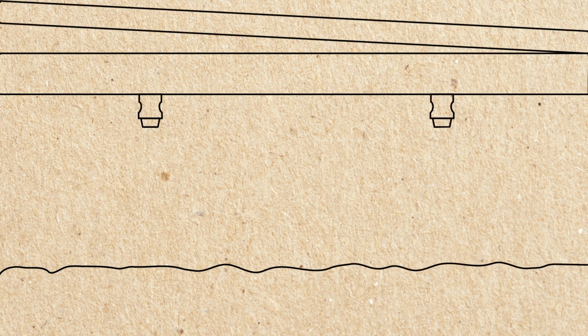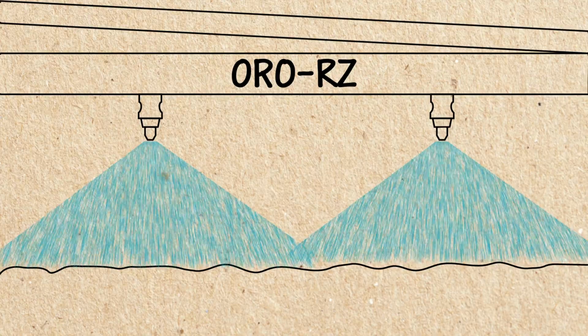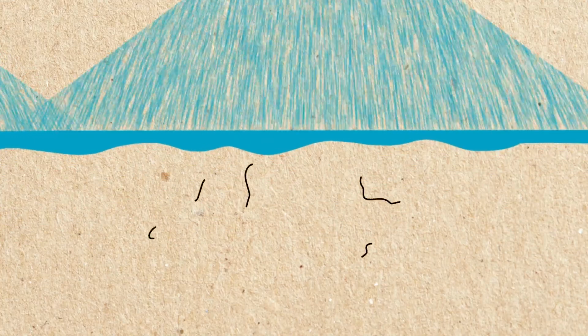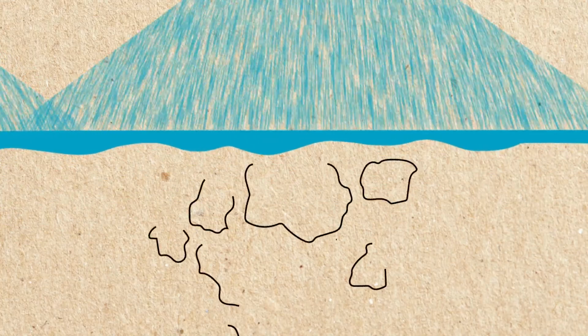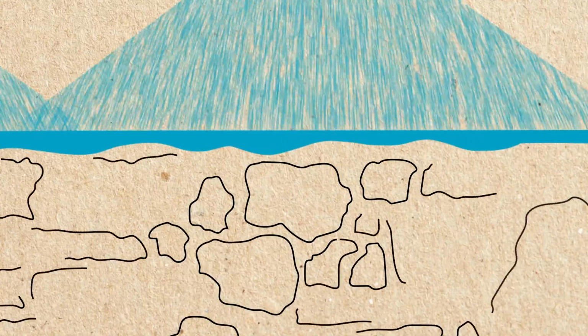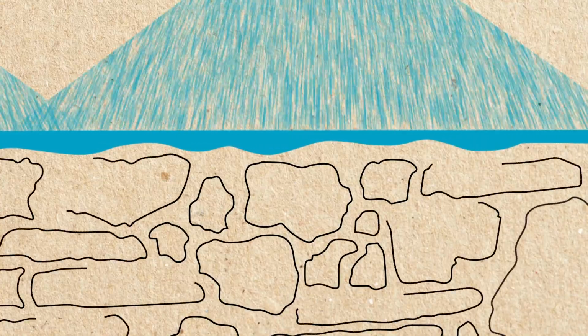ORO-RZ is a soil adjuvant that reduces the surface tension of water so it can penetrate the soil surface and flow throughout the soil profile. The reduced surface tension of the ORO-RZ treated water allows it to flow easily into pore spaces, so water and nutrients are distributed vertically and horizontally in the soil profile.